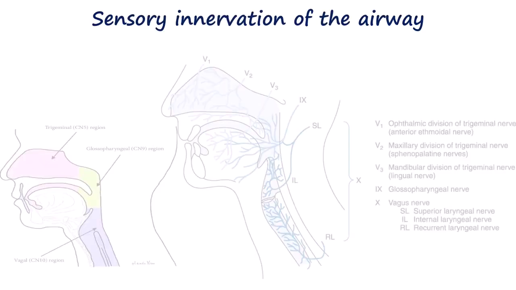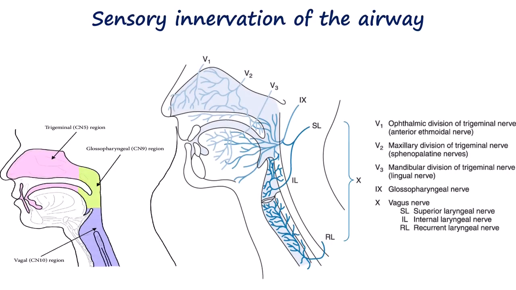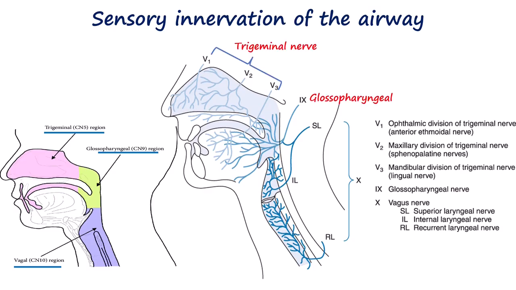The same diagram here illustrates the sensory innervation of the airway. We have discussed it in the first video. In a nutshell, we have three important nerves: trigeminal, glossopharyngeal, and vagus nerves. The nose and nasopharynx are supplied by the trigeminal nerve, the oropharynx by the glossopharyngeal nerve, and the larynx and trachea by the vagus nerve through its superior laryngeal and recurrent laryngeal branches. There is, however, some overlap in these areas of supply, so the boundaries are not clear-cut, but this gives a good overall picture of airway sensation.